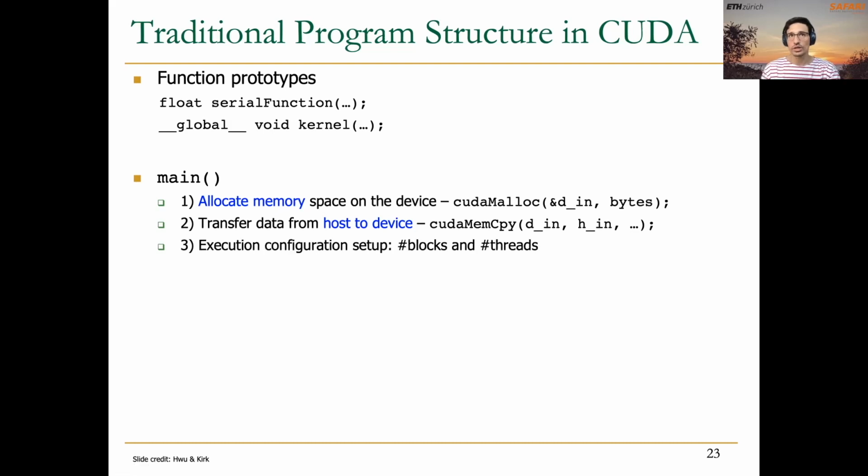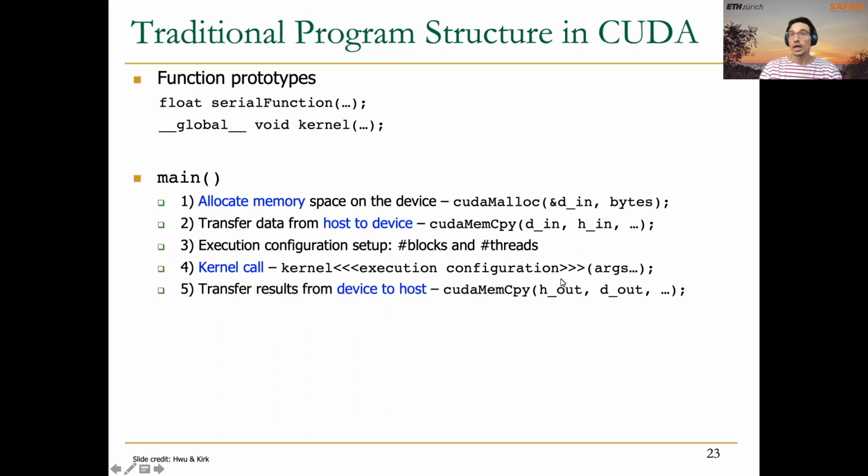Then we need to define the execution configuration: what's going to be the number of threads per block, and what's going to be the total number of blocks that are going to compose our grid. And then we call the kernel using this syntax with the execution configuration here, as we have seen before. And finally, when the kernel terminates, we transfer the results from the device, from the GPU memory, to the CPU memory, also using this cudaMemcpy.